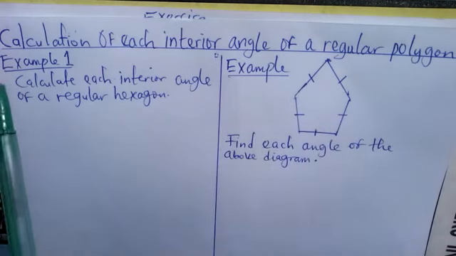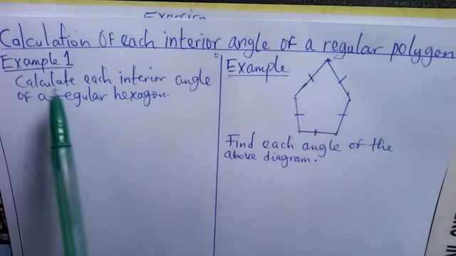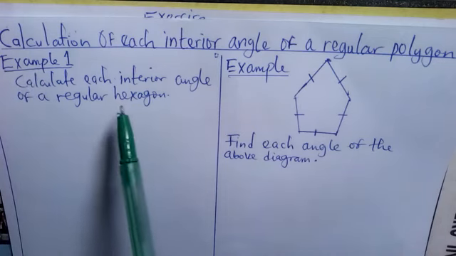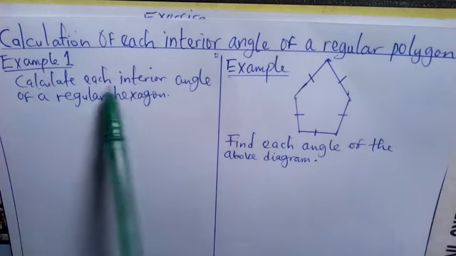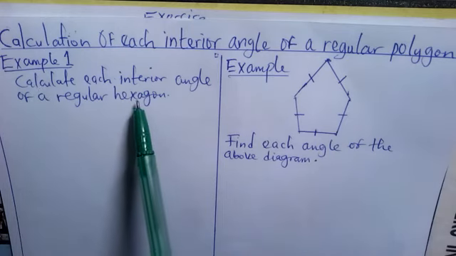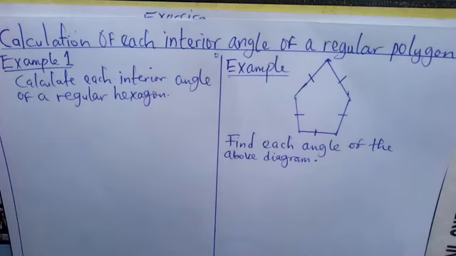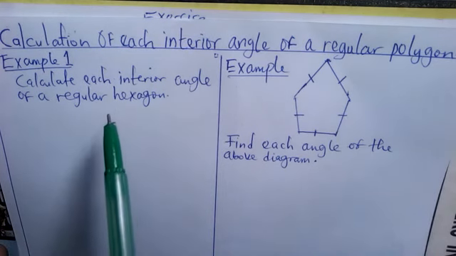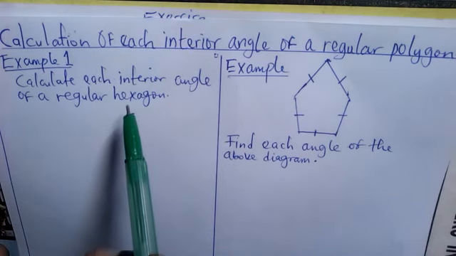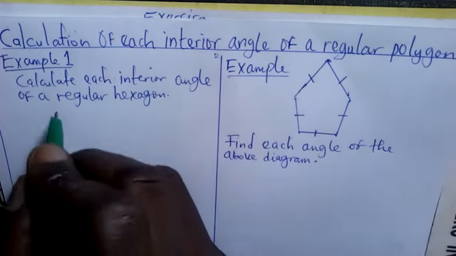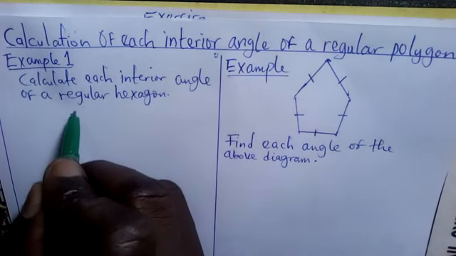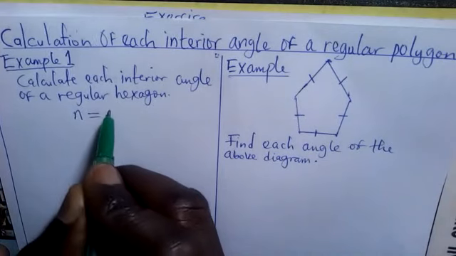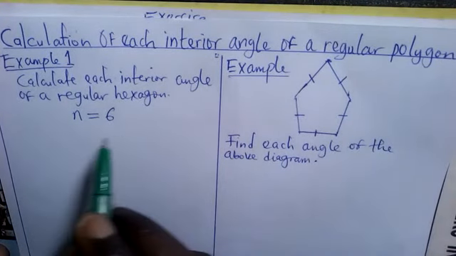So look at the first example, which is calculate each interior angle of a regular hexagon. The first thing you need to do is to know the number of sides of this polygon. Hexagon has 6 sides, so my n is equal to 6.